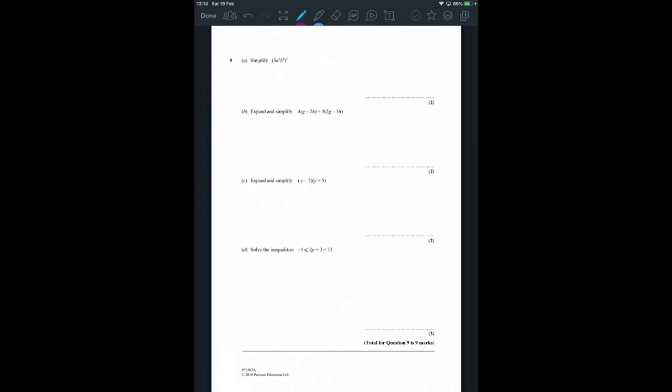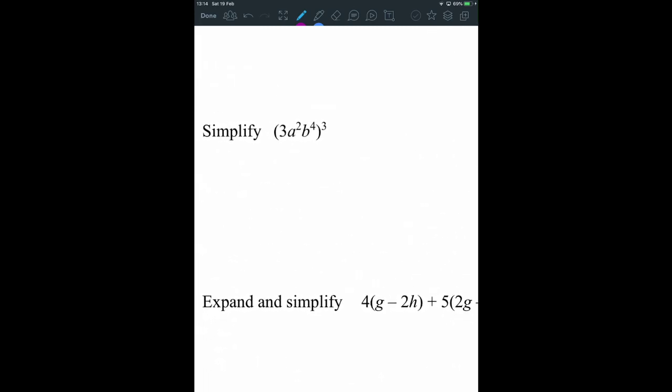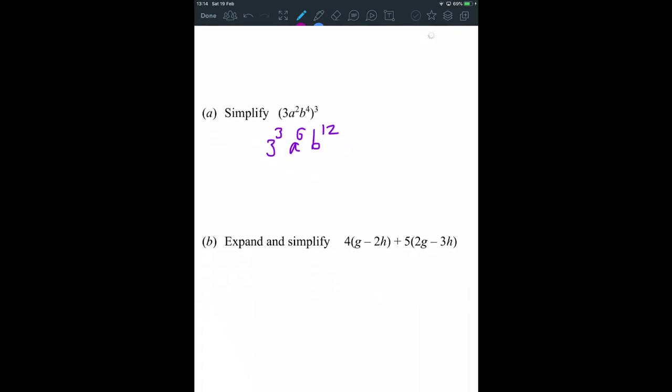Question 9, we get to our core algebra skills. We've got some simplifications to do. Remembering our laws of indices, power of a power, we multiply powers. Here let's do each section separately. So we have to cube the 3, we multiply the powers on the A, we multiply the powers on the B. So our answer: 3 cubed is 27, A to the 6, B to the 12.